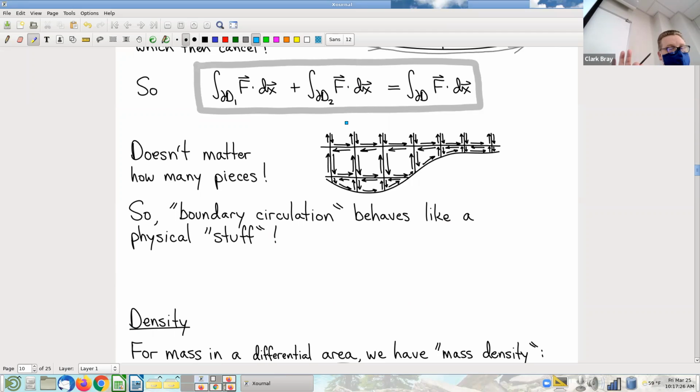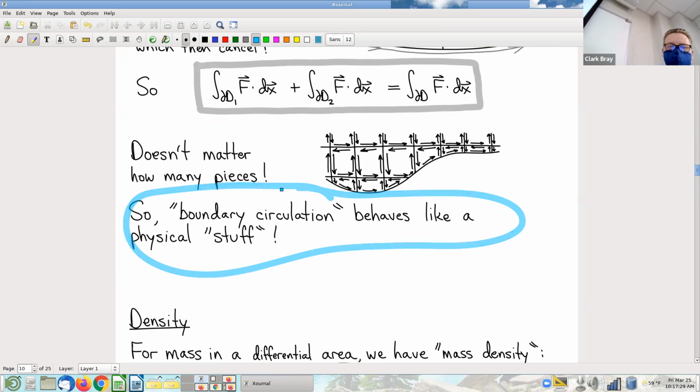So I think it's a valuable idea to think about boundary circulation, even though it seems like it's something computed on the boundary, as a stuff-like thing. Think of it as being physical, something concrete. Even though you compute it on the boundary, you can think of it as actually accumulating over the interior, as stuff distributed throughout the interior. The boundary circulation you compute is actually adding up boundary circulations of all the little pieces in between.